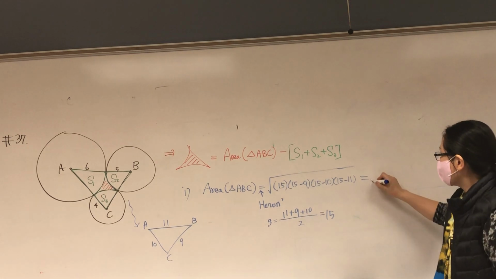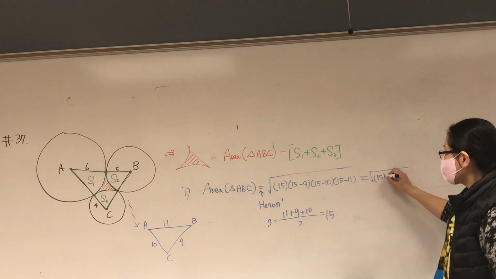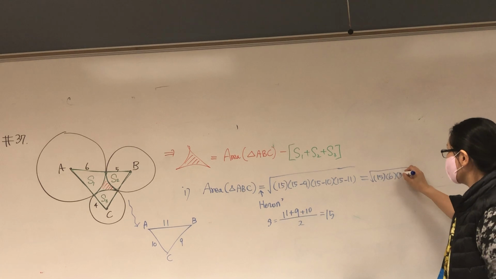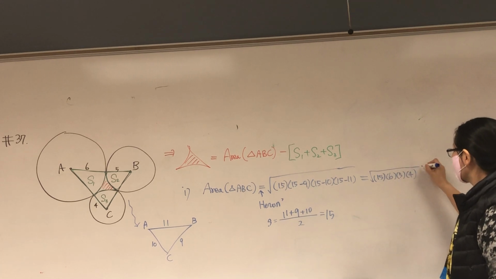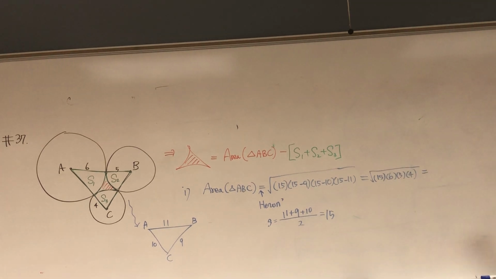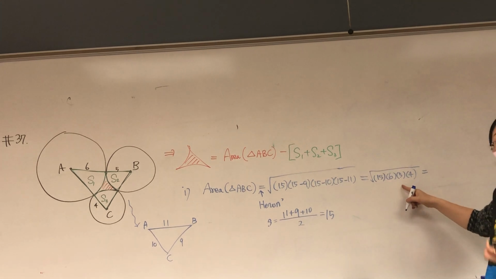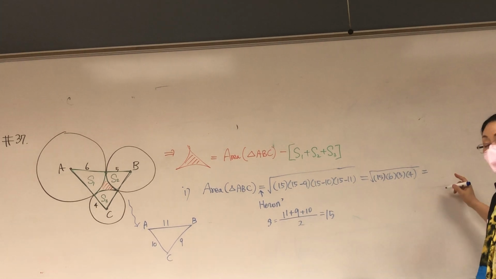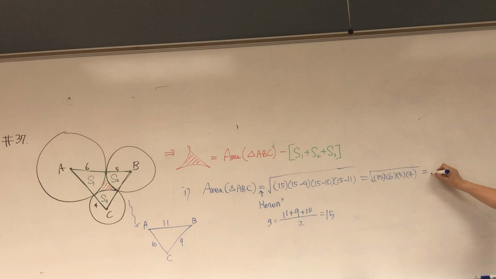Okay, here. So it is 15 times 6 times 5 times 4. Am I right? What is it? 1800. The square root is what? Is that 90? 42.42. Yes, good. So your area is this. Okay, keep going.